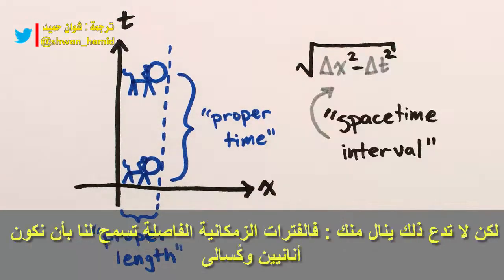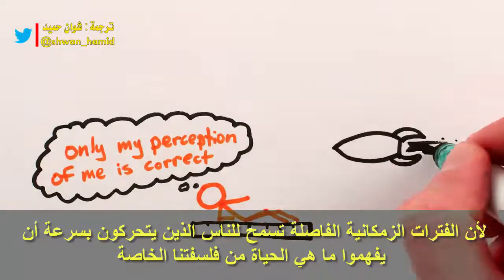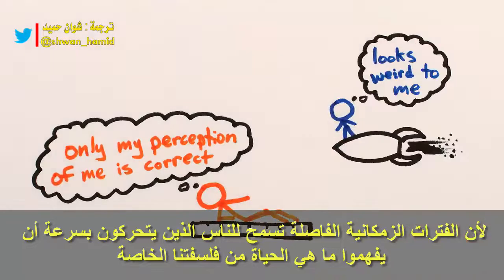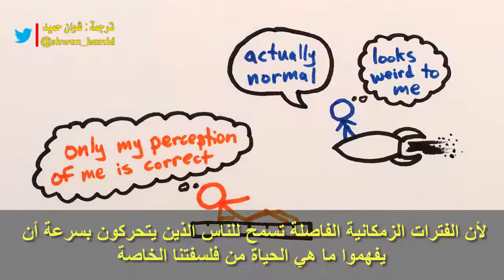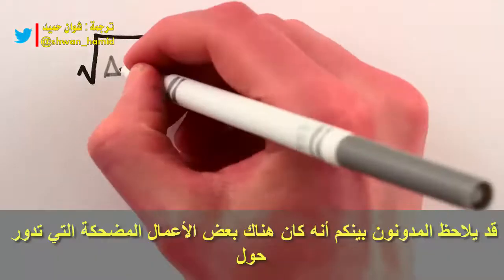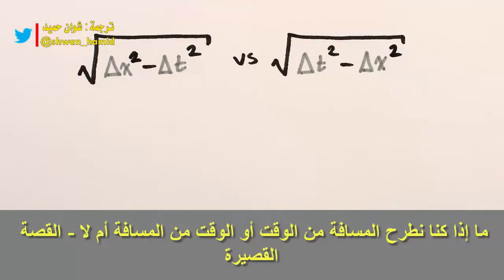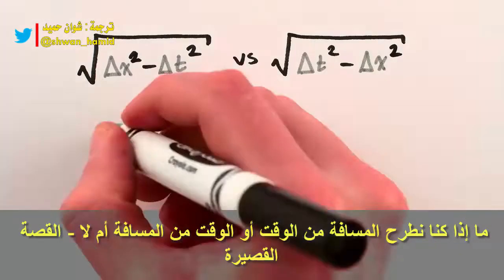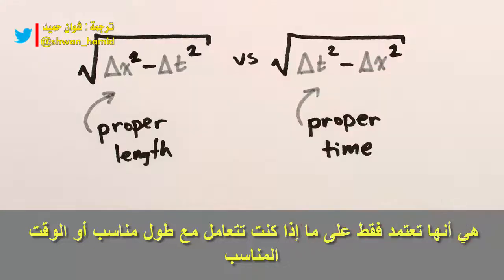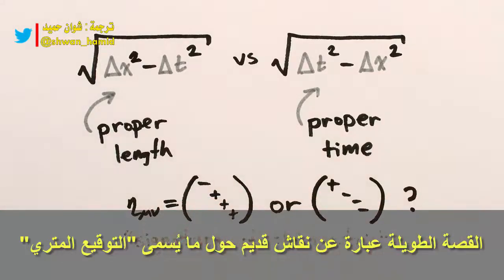But don't let that get you down. Space-time intervals allow us to be self-centered and lazy, because space-time intervals allow fast-moving people to understand what life is like from my own, non-moving perspective. The astute among you may have noticed that there was some funny business going on regarding whether or not we subtracted distance from time or time from distance in the space-time interval. The short story is that it just depends on whether you're dealing with a true length or a true time. The long story is an age-old debate about what's called the signature of the metric.